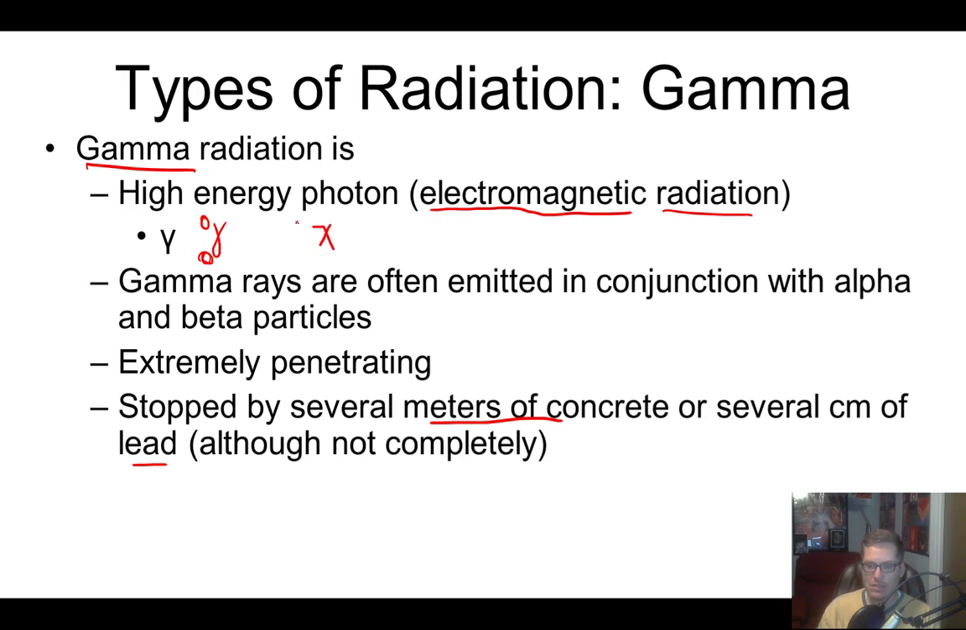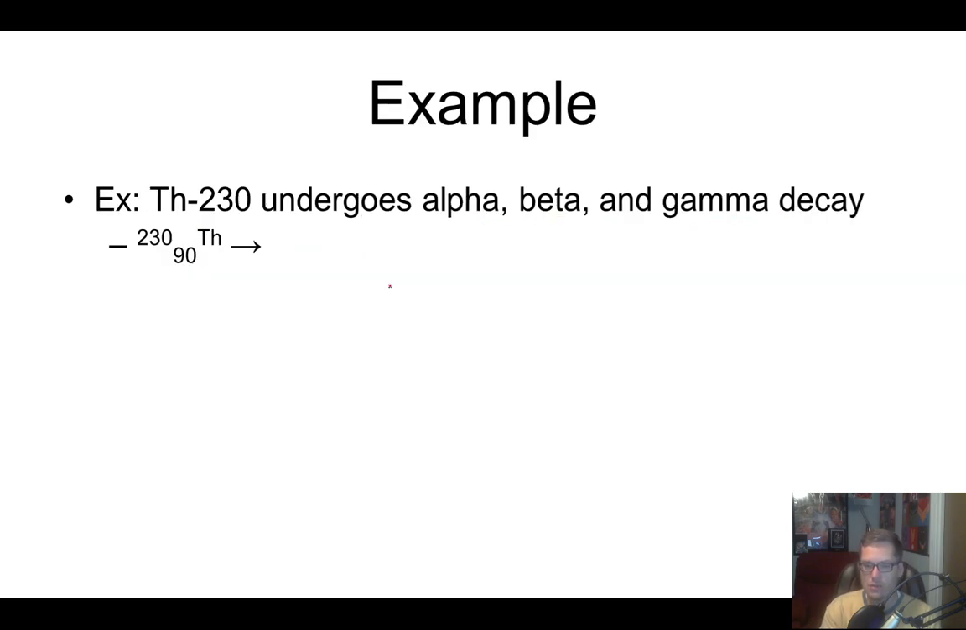So say you have X with mass number Y and atomic number Z, and it's undergoing gamma radiation. You have gamma 0, 0, and then you get X, Y, and Z coming out the other side. So gamma radiation is 0, 0, and there's not really any need to write a balanced equation around it. So here's our final example.